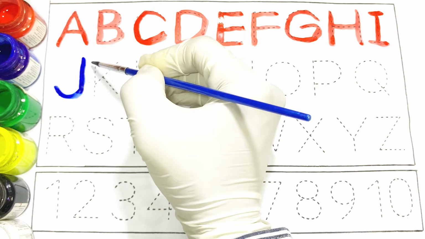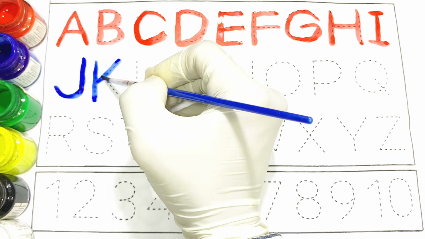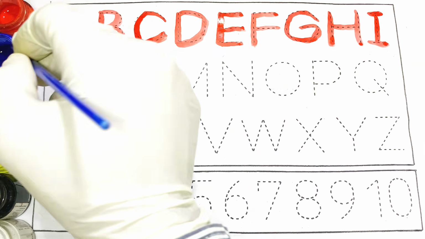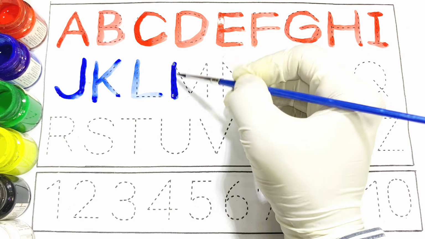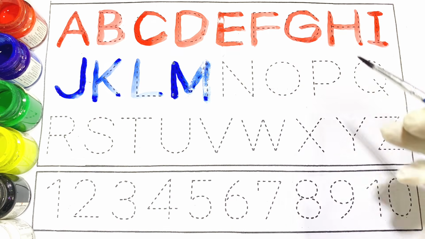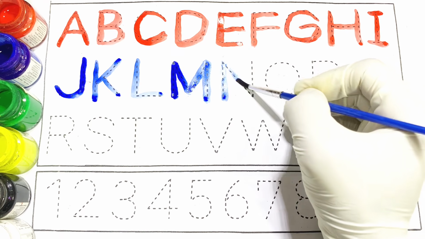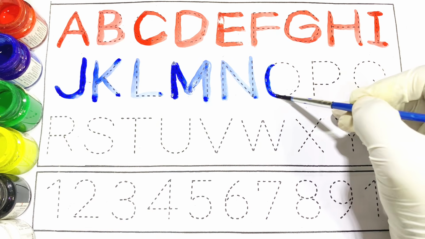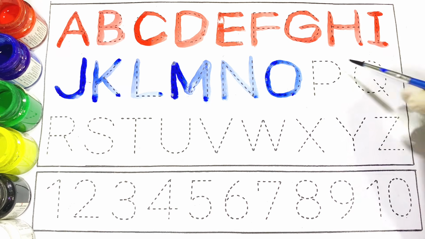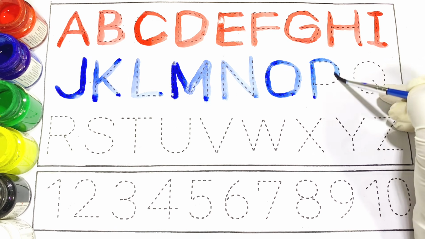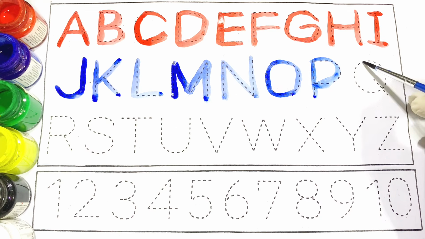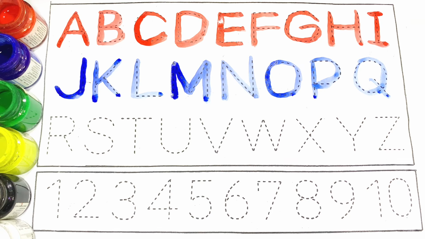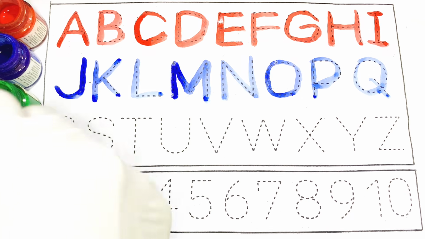J for joker, K for king, L for lion, M for moon, N for nest, O for octopus, P for parrot, Q for queen. Kids, now you draw R and use green color.